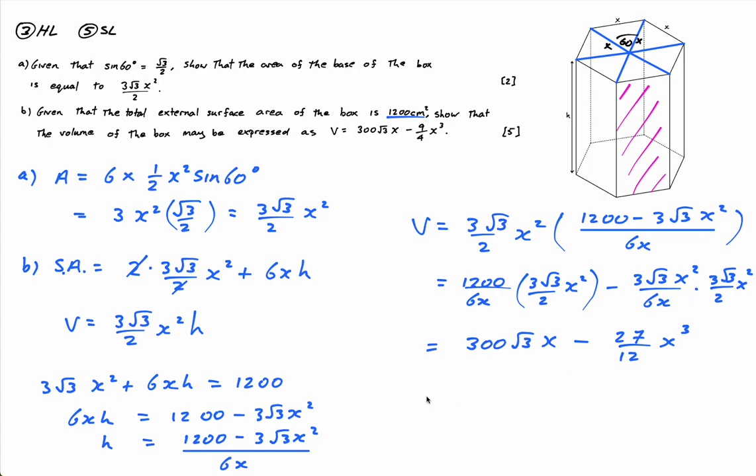So we're nearly there, guys, because if I divide this by 3, I'm going to have 300 root 3 x. Divide above and below by 3, that gives me 9 over 4 x cubed, which is exactly what they want. QED means I have shown what you wanted. Okay, that is parts A and B done.